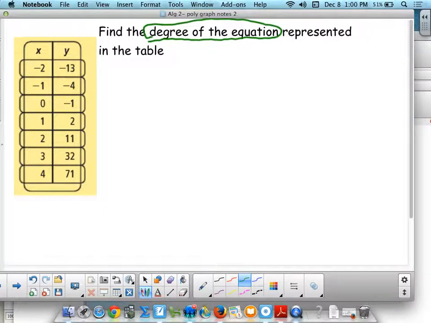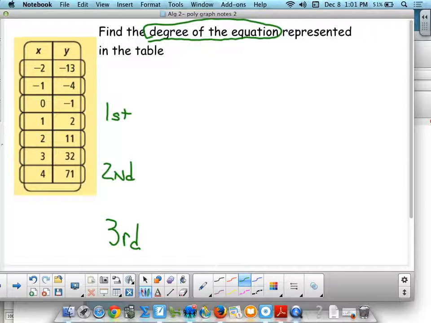Okay. Find the degree of the equation. Here's what I want you to do. The degree could be first degree, second degree, third degree, fourth degree, fifth degree. So what I want is this. I'm going to write, is it first? Is it a second degree polynomial? Is it a third? Is it a fourth, fifth? I'll go down lower later.